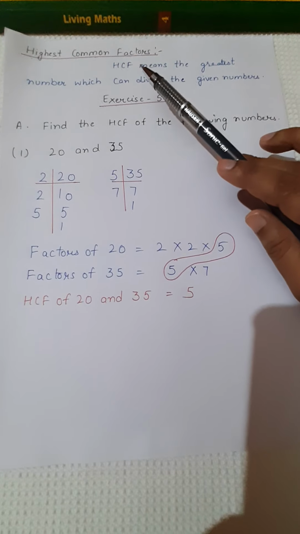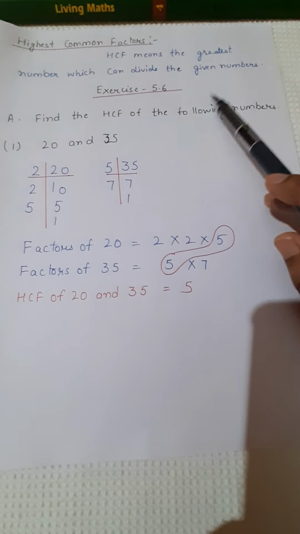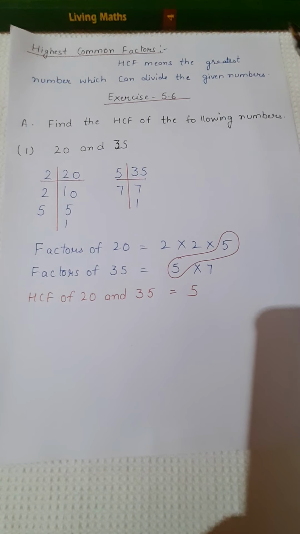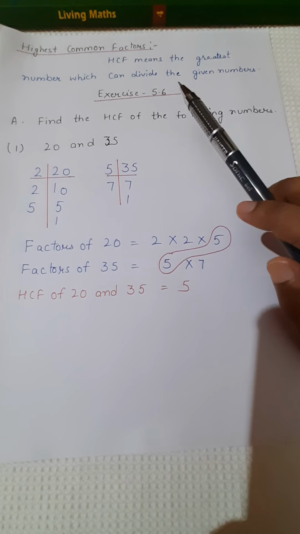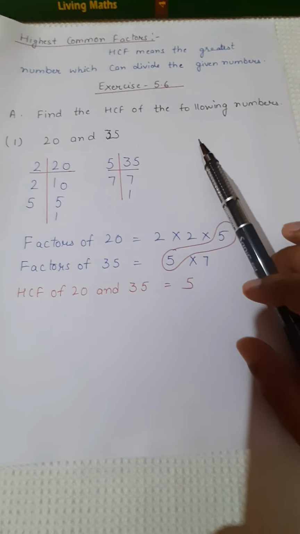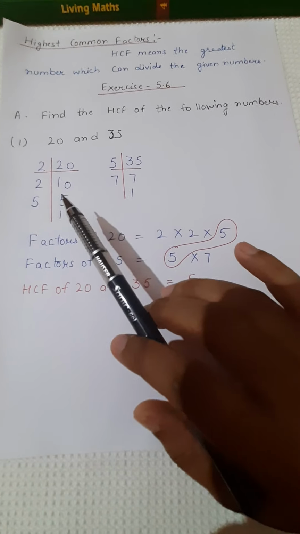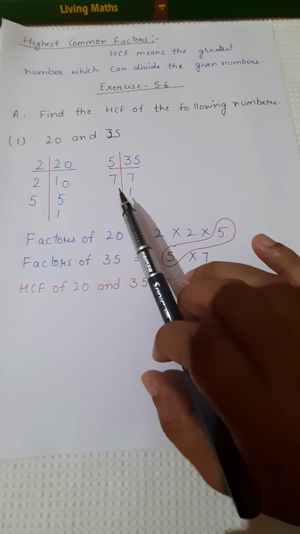And what exactly should it be? HCF means the greatest number which can divide the given numbers. So whatever the HCF comes out to be, that should be the highest number, and it can divide the given numbers. Look here at how to find it. Find the HCF for the following numbers. We have done prime factorization with the division method, and we will use the same here.